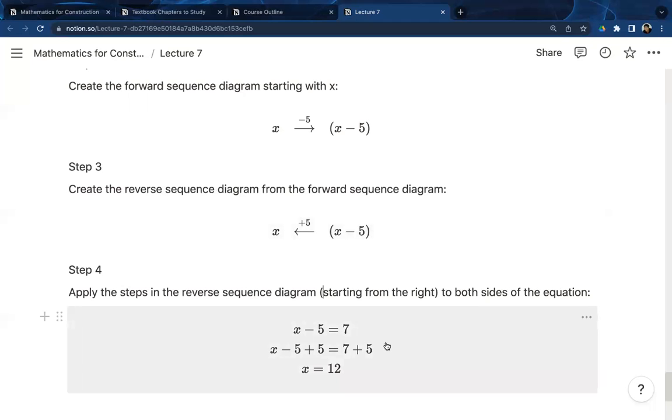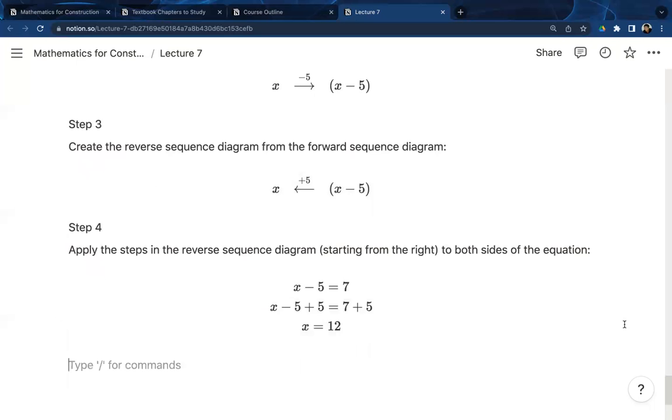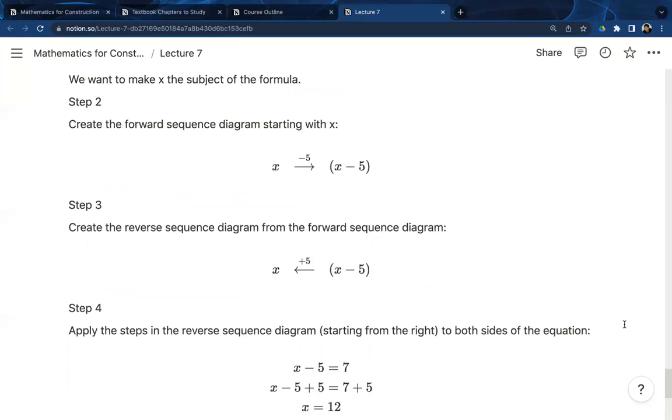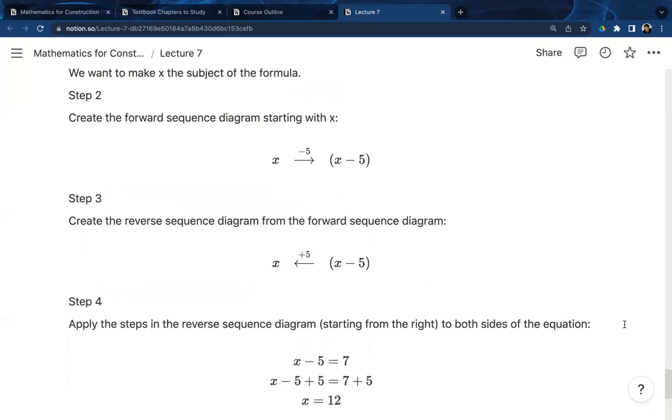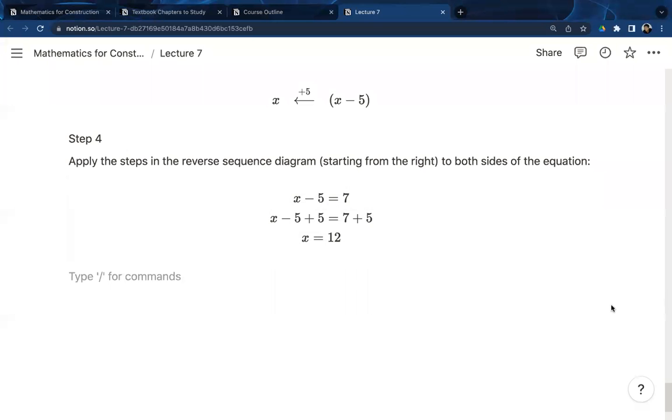And this is where transposing comes in, and you could think of, you take negative 5 here and you throw it over on the right-hand side, the sign changes. So these two 5s here cancel, and we get x equals 7 plus 5 equals 12. Okay? So the change in subject of the formula, the idea of transposition, it comes from the sequence diagram to give you the reverse sequence diagram. So let me give you one to do, right?